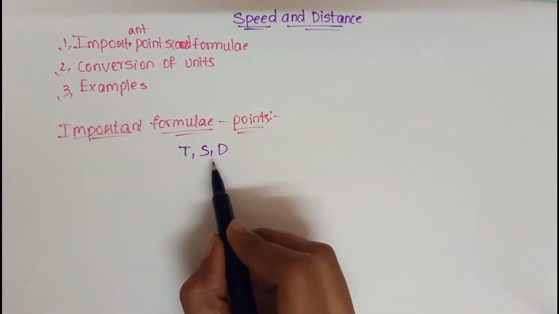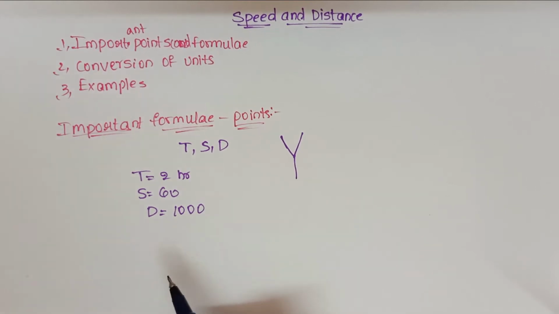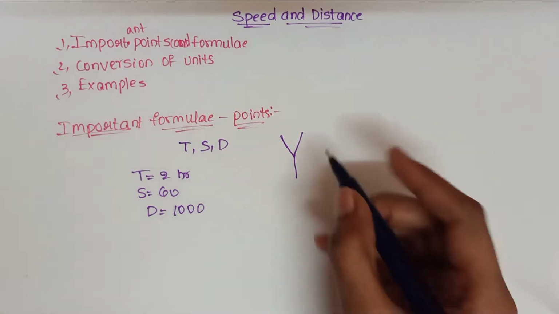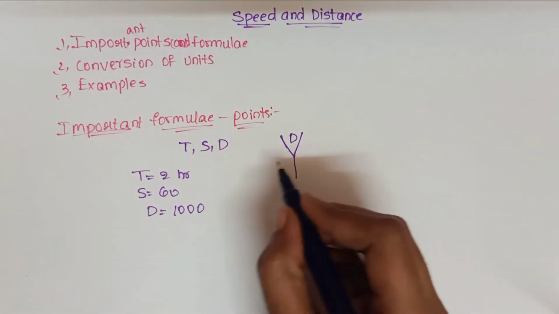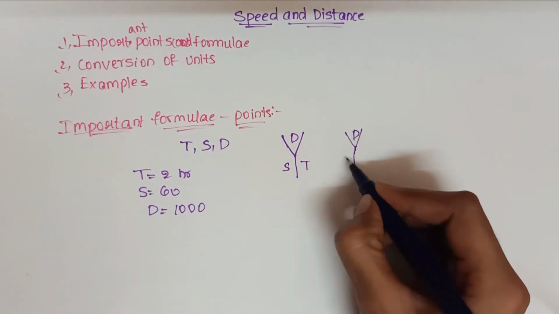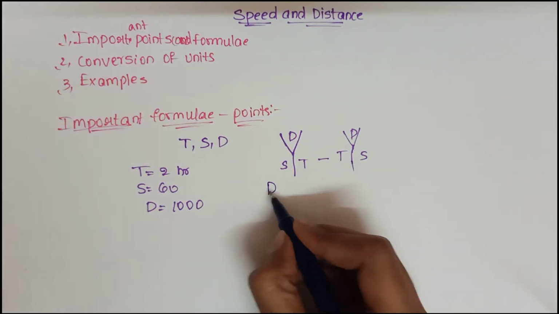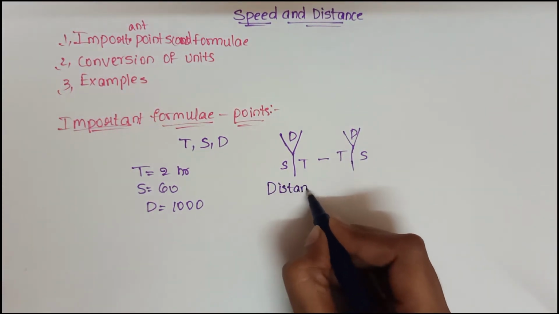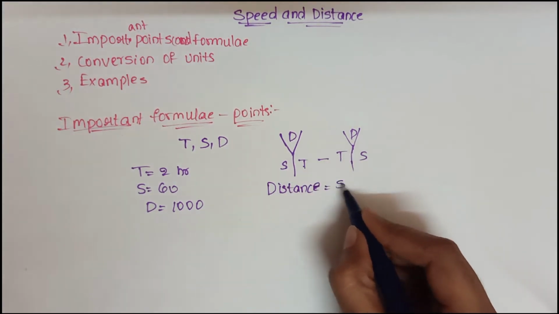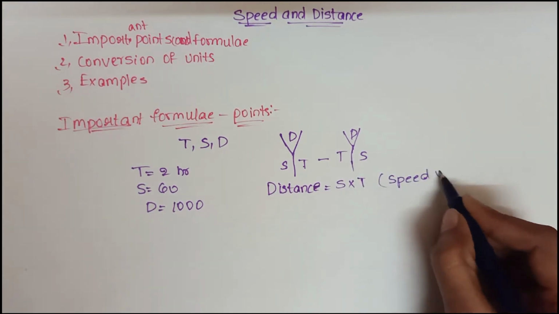First take time, speed and distance. Now draw one Y symbol like this. If you see, D is always greater when compared to these, so write D here. Next S and T. It may be D, T, S. You can write any one of this. Now D, distance, is equal to S into T. That means speed into time.